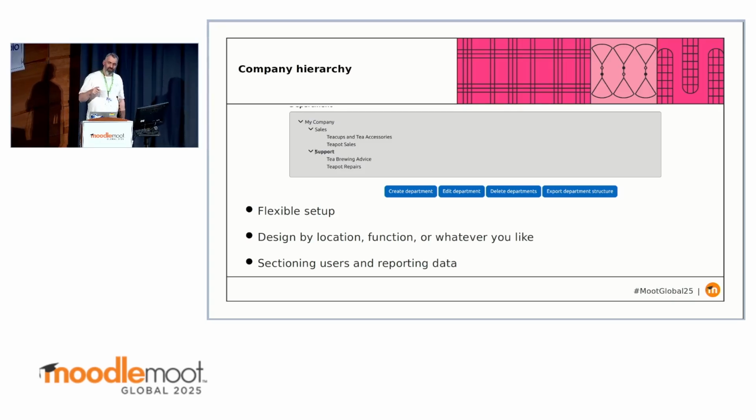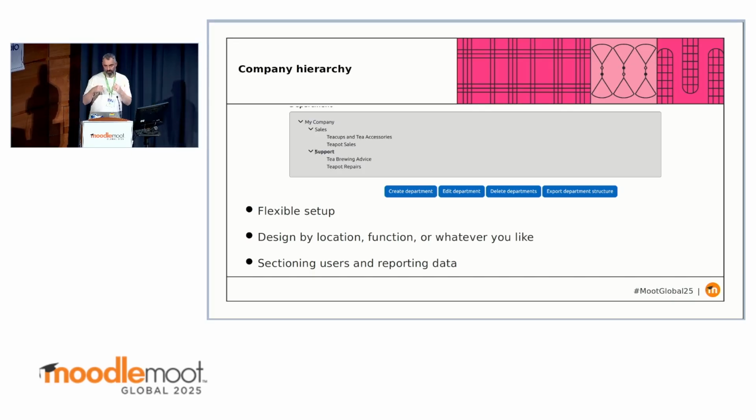But if I'm the head of IT, I might want to see all the IT staff irrespective of which of those hierarchy or which of those locations they're in. So I can also set another set of departments up underneath this hierarchy that just says IT and then Glasgow, Edinburgh, London, and then split it up underneath this.